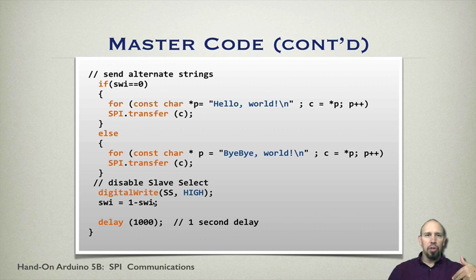And so the next time through the loop, it's going to hit this instead of that, and so it's going to alternate between the two. And there's a 1-second delay that is set up in this whole thing to delay the communication, so that you can actually have time to read what's going on.